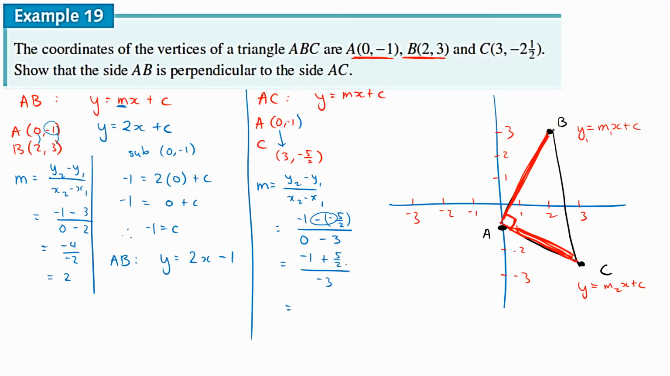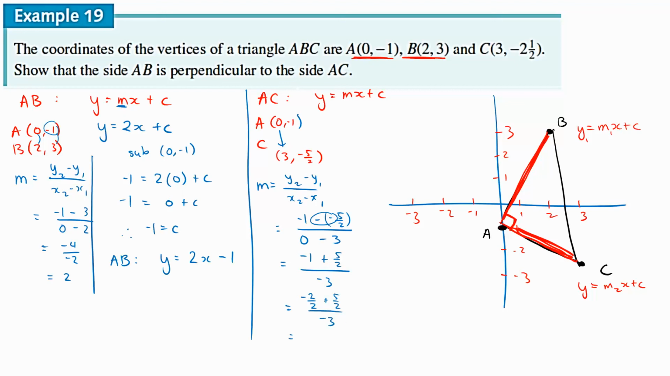Now I know a lot of students don't like this fraction, but you're going to work with it. You have to learn how to use fractions. You can't keep avoiding them. So -1 plus 5 on 2 is the same thing as writing -2 on 2, because 1 is the same thing as 2 divided by 2, plus 5 on 2, which gives us 3 on 2.